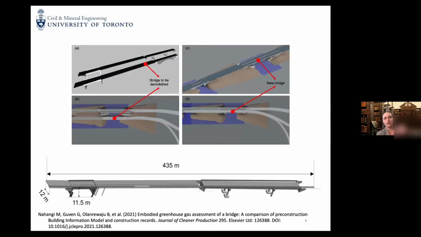So this is the case study project that we looked at. The bridge is now built. It was two twinned bridges going over two sections of river, as you can see in figure C, with a little bit of an island between. One of the bridges was expanded and twinned, and the other one was demolished. So we went over the course of the project from condition A to condition D. And then down at the bottom, you can see the dimensions of the final completed bridge.